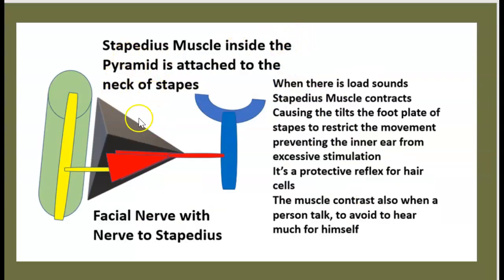Stapedius muscle inside the pyramid is attached to the neck of the stapes. When there is a loud sound, the stapedius muscle contracts, tilting the footplate of the stapes to restrict the movement, preventing the inner ear from excessive stimulation. It's a protective reflex for hair cells. The muscle contracts also when a person talks, to avoid hearing too much of himself. Chorda tympani.